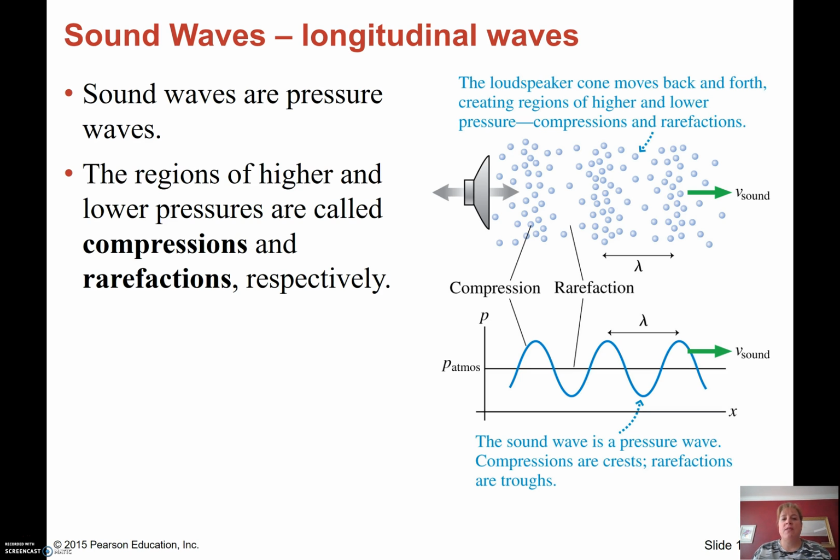Now, in a sound wave, the regions of the higher pressure are called the compressions, and the lower pressure is called a rarefaction. But we can still graph a sound wave just like we do a transverse wave. But here we're graphing the pressure versus the pressure of the atmosphere, which is the normal pressure.